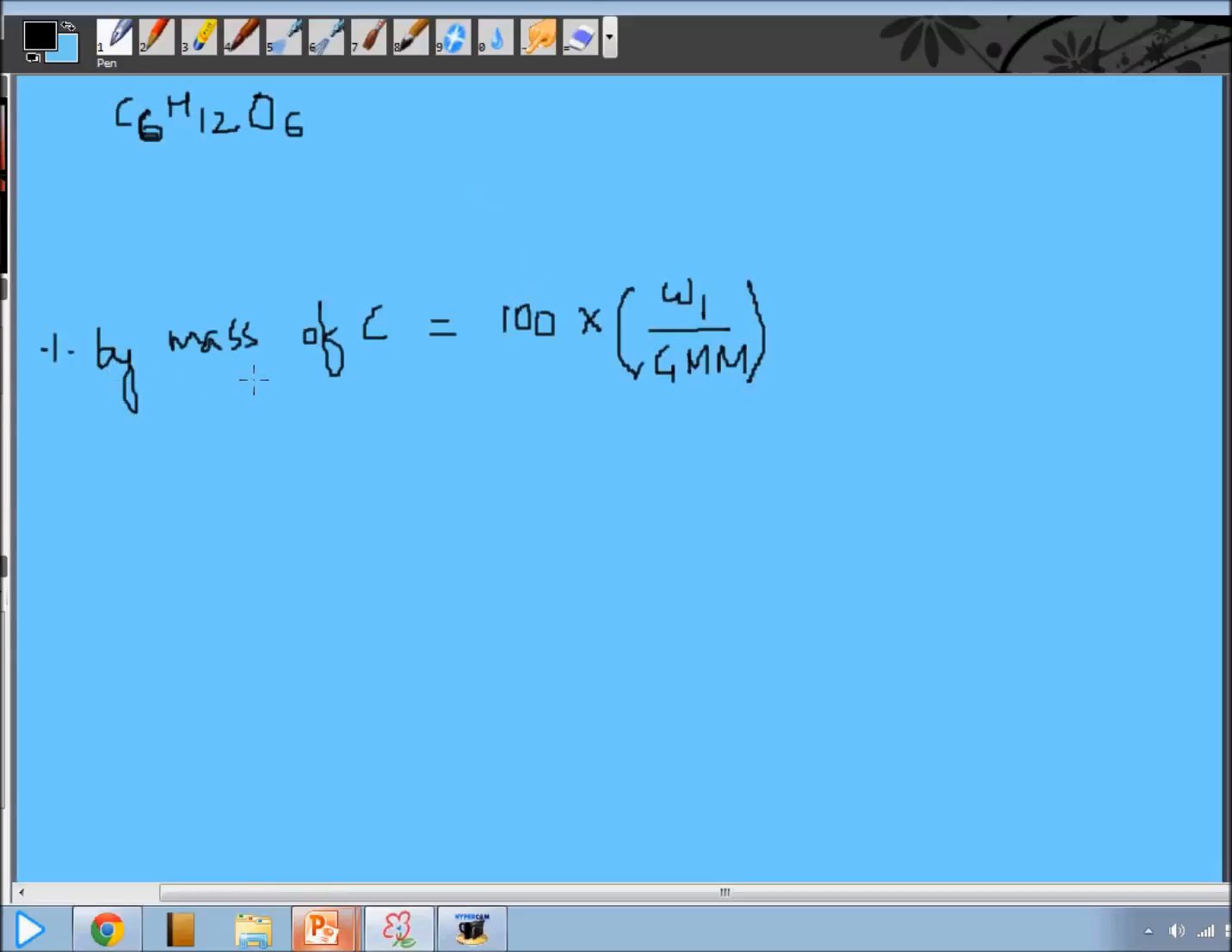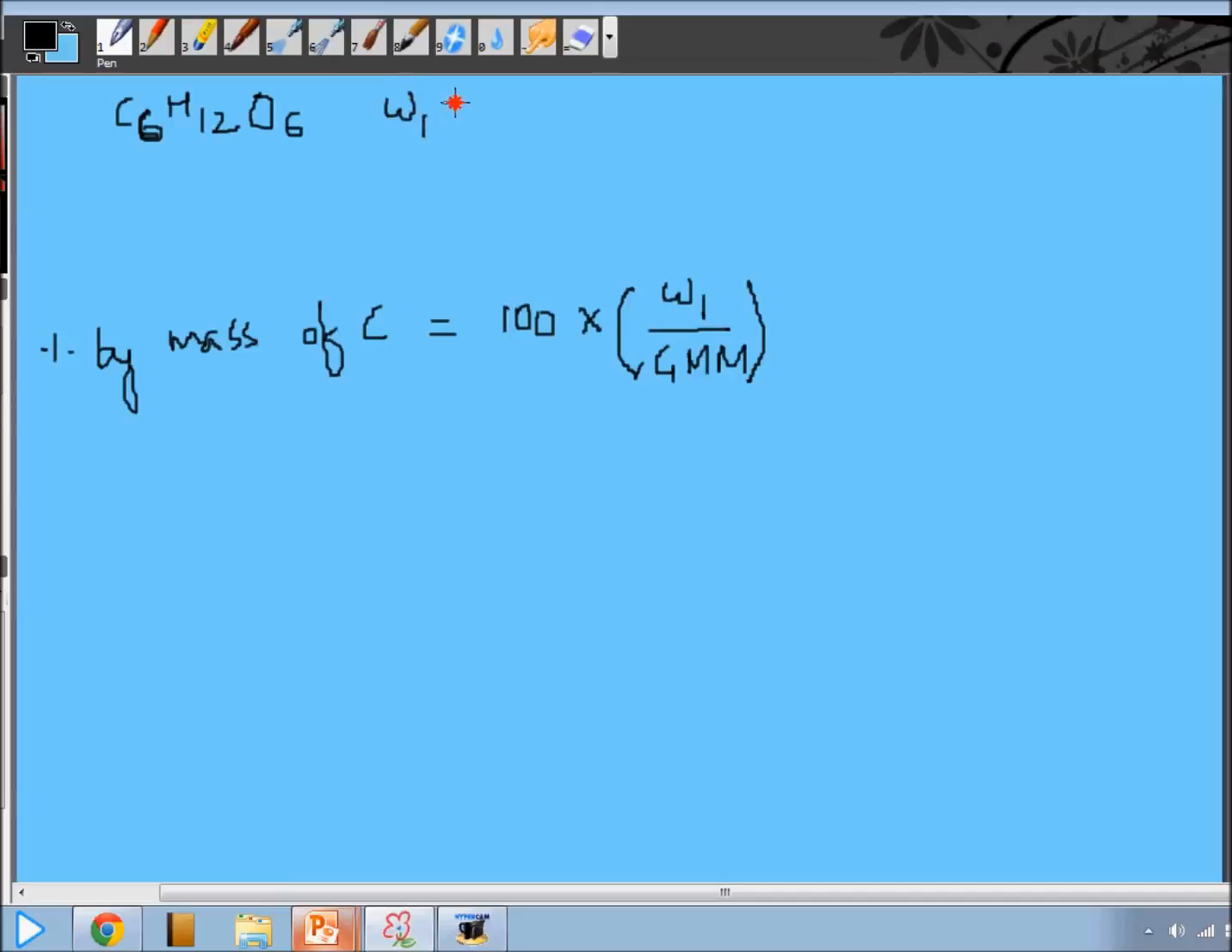Similarly, percentage by mass of hydrogen will be 100 into mass of hydrogen in 1 mole compound, that is say W2, divided by gram molar mass of compound. And similarly for oxygen. So basically first you need to calculate gram molar mass of the compound, and you also need to calculate W1, W2 and W3, that is individual masses of each of the constituent elements in 1 mole of compound. So I have carbon.